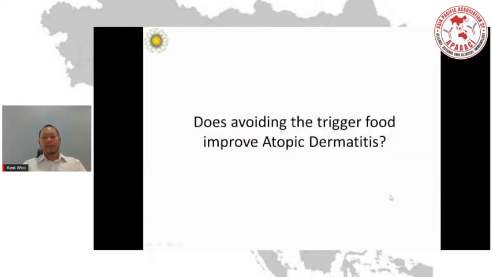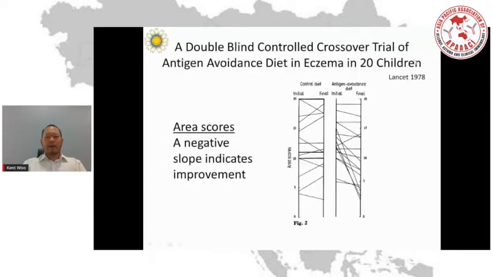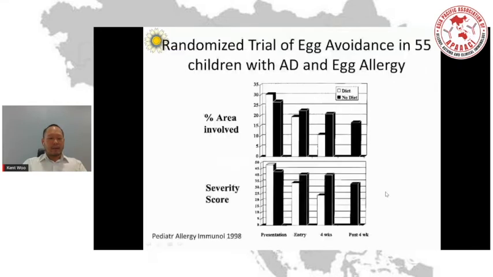So the question is, yes, food can trigger atopic dermatitis, but if you avoid the trigger food, can it improve the atopic dermatitis? And this is an old study that was done in Lancet in 1978 in 20 children, where in these children that had eczema that were placed on an antigen avoidance diet to what they were sensitized to, you can see the negative slope. You can see on control diet, not much change. On the antigen avoidance diet, it showed improvement of their eczema. This is another small study in 55 children with atopic dermatitis and egg allergy. You can see the one with the dietary intervention decreased eczema percentage area involved, severity scores improved.